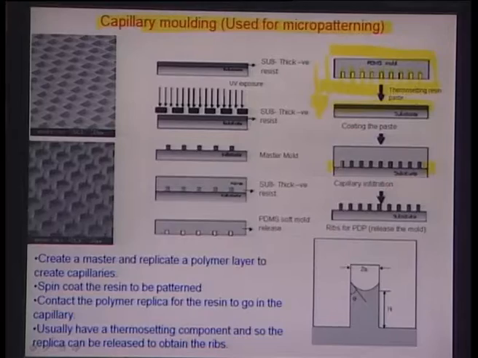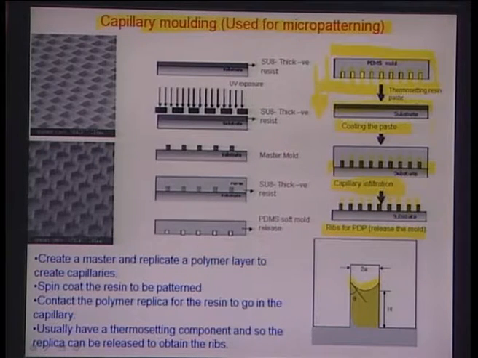Now, some of the practical issues that come while doing this: number one is that there is always a tendency, because of surface tension, for an angle theta to be developed between the wall of the microcapillary on the PDMS and the resin material. And so, these several processes are basically coating the paste, capillary infiltration, and releasing the mold, so that you are left with the thermosetting resin shaped as small dots.